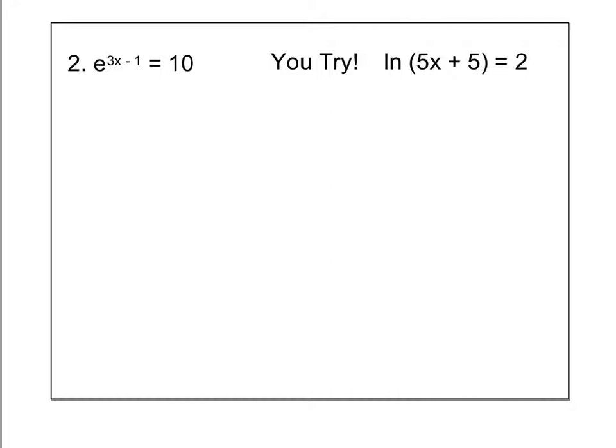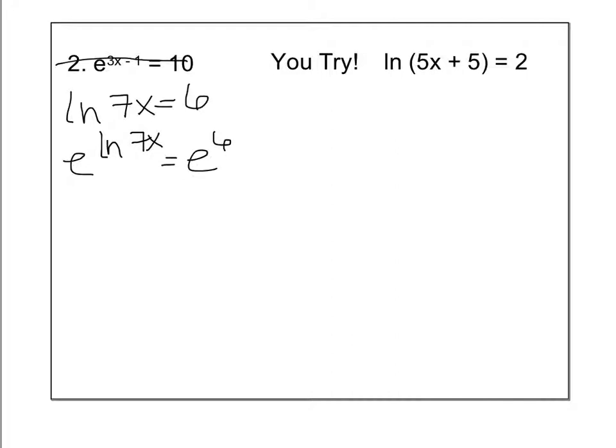So again, I know my slide is a little bit different, but that's okay. We'll come back to that 5x plus 5 equals 2. If you look at the top of your screen, you're going to see ln 7x equals 6. We're going to do this problem. Now, this time it starts with an ln. Well, the inverse of an ln is an e. So this time we're going to insert an e to the ln 7x, and that 6 also becomes an exponent because e is always raised to something. So here the e and the ln cancel, which leaves us with 7x equals e to the 6.